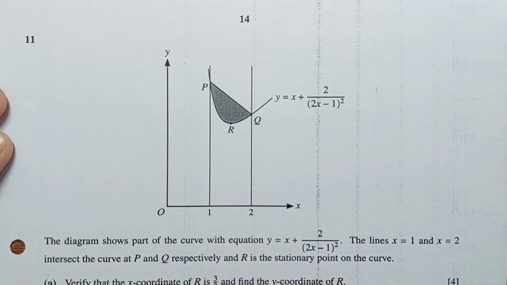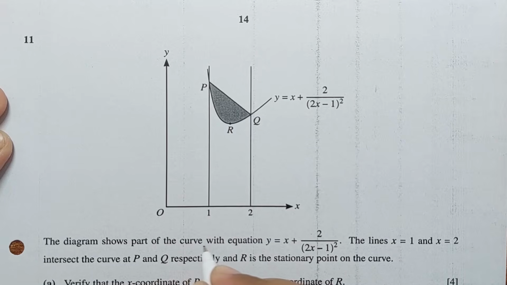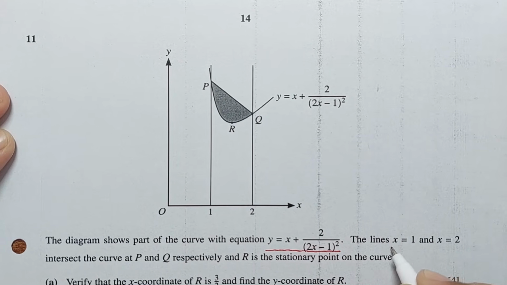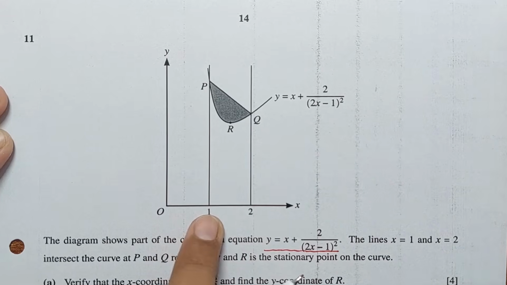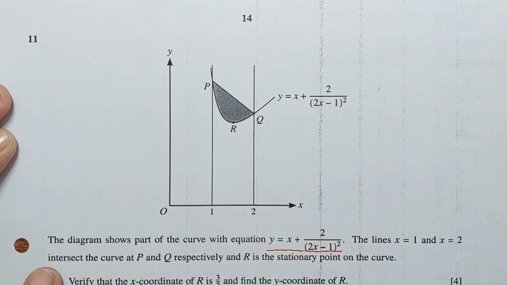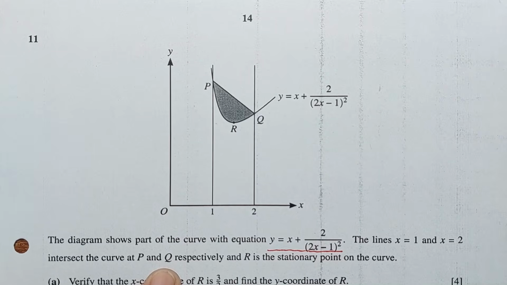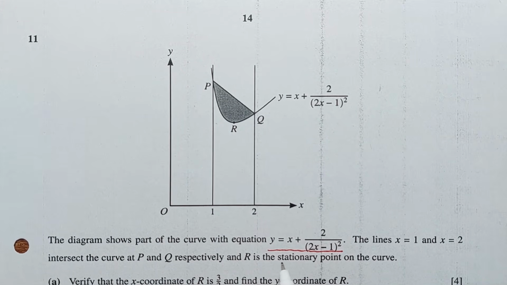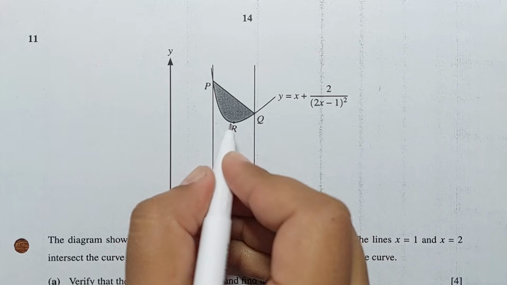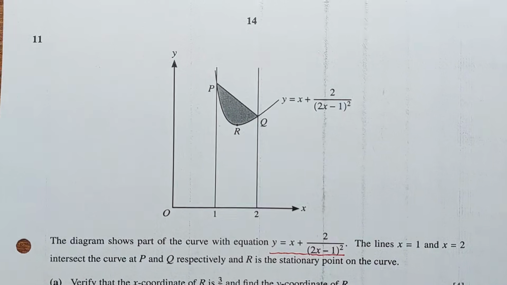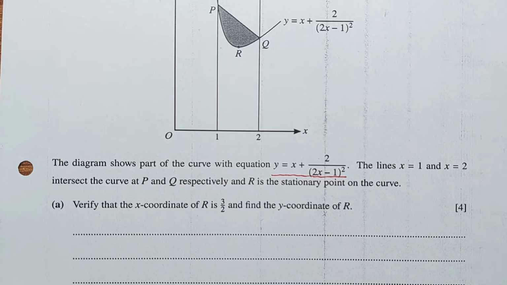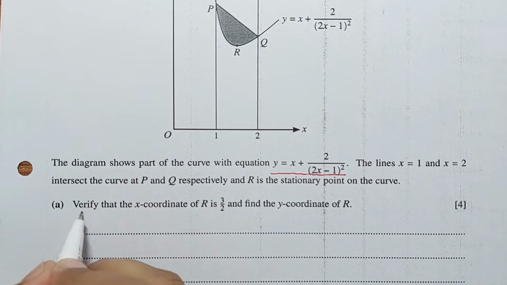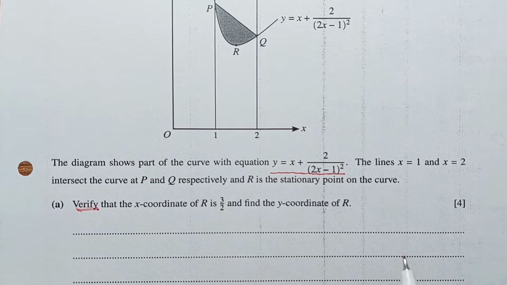All right. Question number 11. The diagram shows the part of the curve with equation. This is the equation of the curve. The line x equals to 1 and x is equals to 2. These two lines x equals to 1 and x equals to 2 intersect the curve at P and Q respectively, and R is the stationary point of the curve. Stationary point, basically the turning point of the curve. Part A, verify the x coordinate of R is 3 by 2 and find y coordinate of R. We need to verify the x coordinate and solve for the y coordinate.